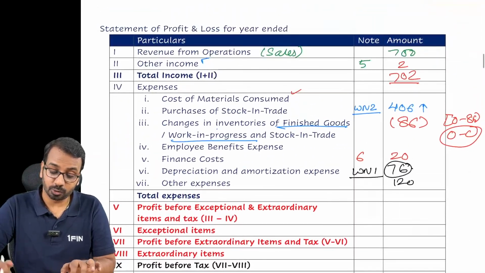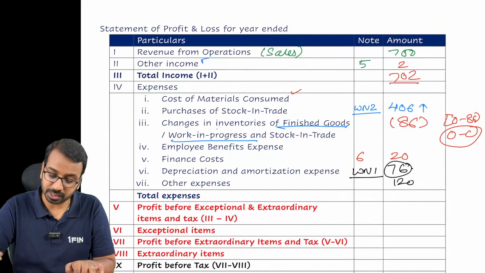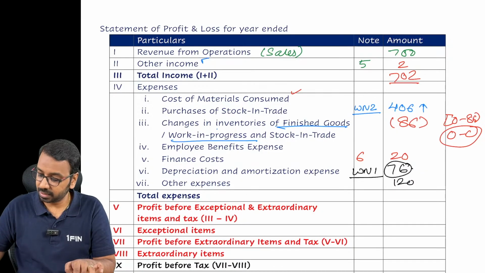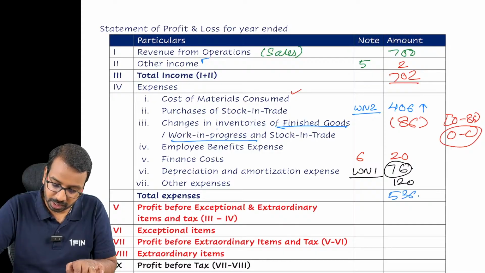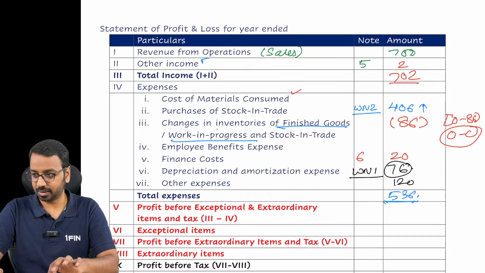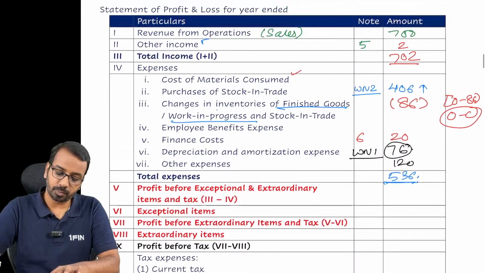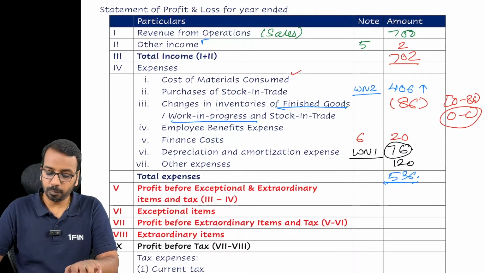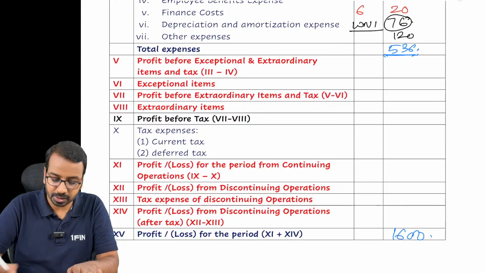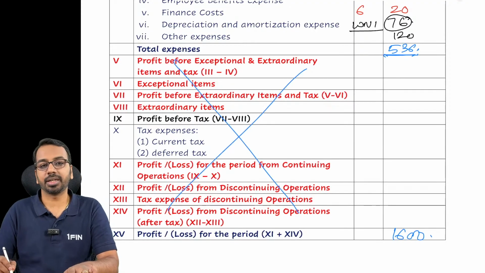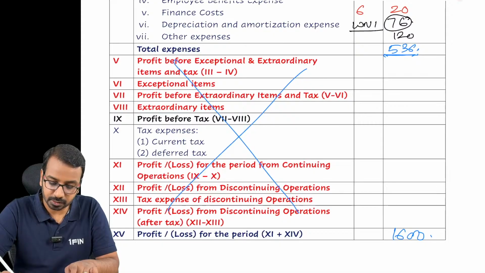So let us do the total. 702 is the total income. Total expenses 406 minus 86, 320 plus 20 plus 76 plus 120. Total is 536. Total expenses is 536. So what is the profit for the period? 702 minus 536, directly profit after tax. Here you can say 166. All this information is not needed. Okay. 166.